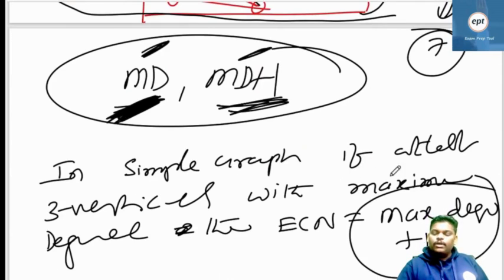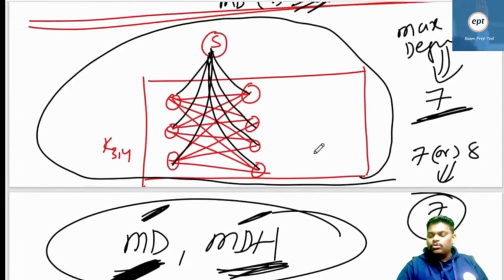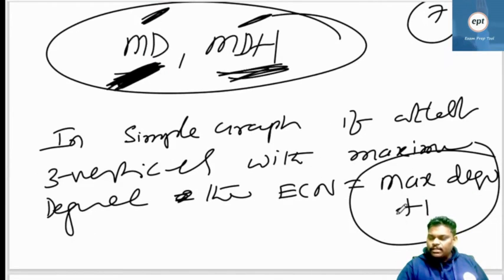See this one. In simple graph, if at least 3 vertices with maximum degree, then edge chromatic number is equal to maximum degree plus 1. But here, maximum degree only one person is there. To satisfy this, at least 3 people are required with maximum degree. Other than this, nothing there. In simple graph, if at least 3 vertices with maximum degree, then edge chromatic number is equal to maximum degree plus 1.